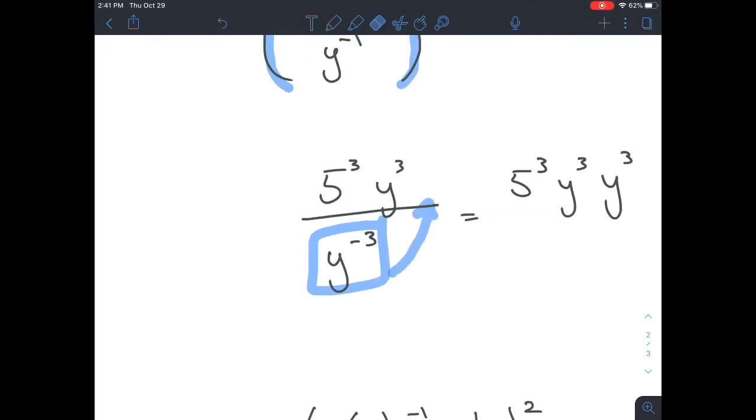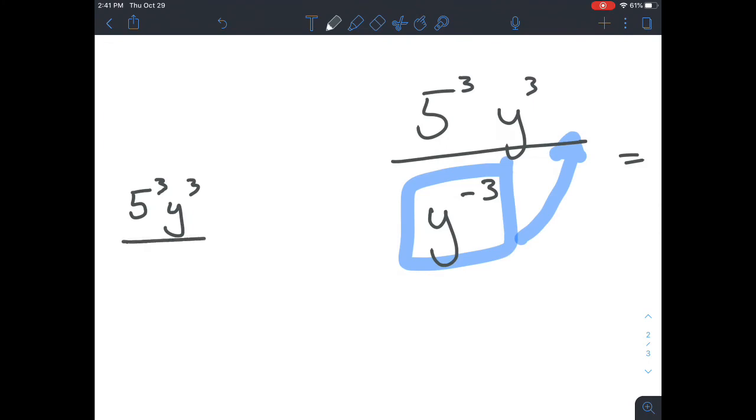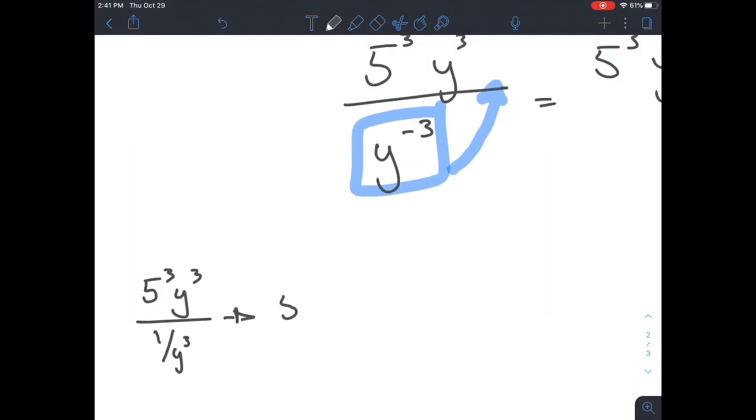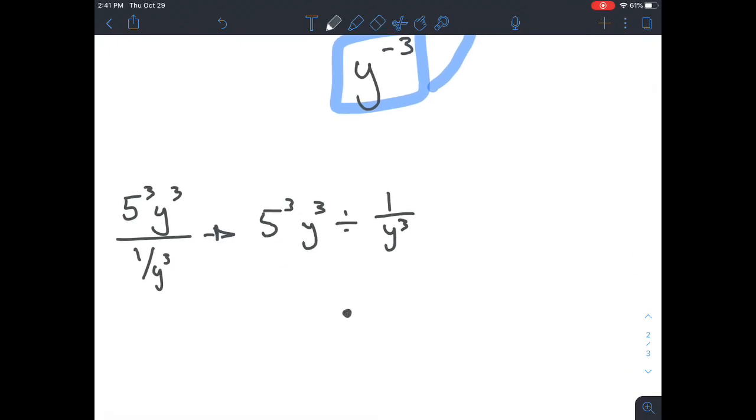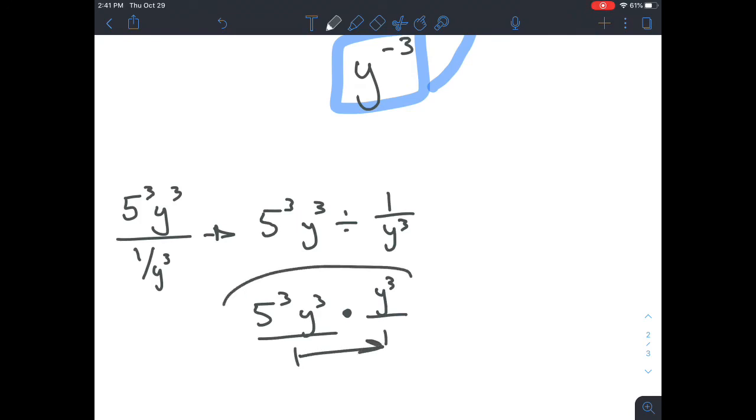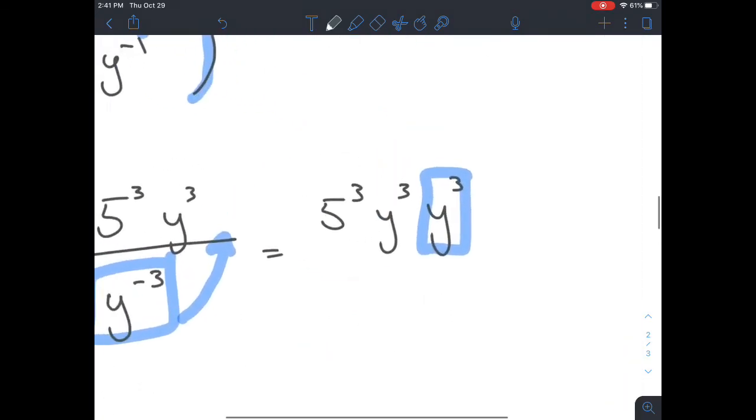If you're confused why this guy came up on the side here, if I write out my math like this, this is going to be over, instead of y to the negative 3, it's over the fraction. Well, that guy can turn into 5 to the 3, y to the third, divided by a fraction. When you divide by a fraction, you can write that as times the reciprocal, like that. So we have 5 to the 3, y to the 3 times that. These guys are just over 1. Go straight across, and we just get these guys in the numerator, which is what we have over here.